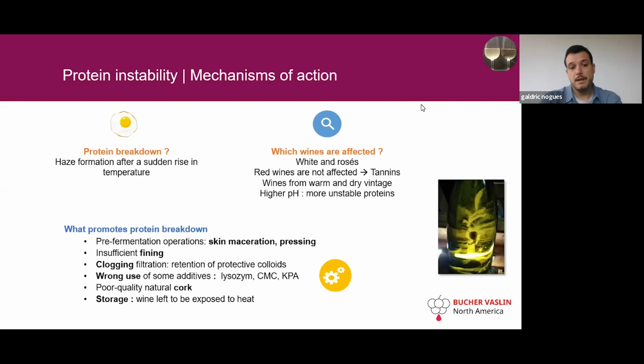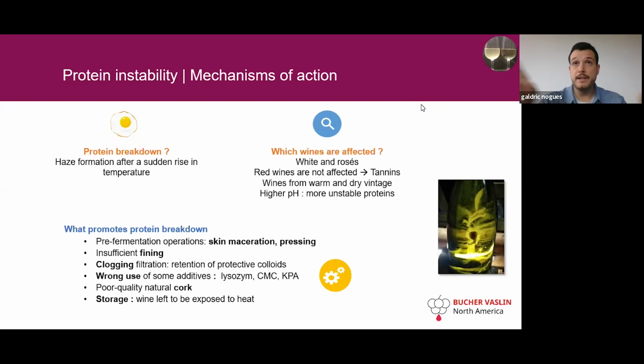When you do clogging filtration as well, you always change the equilibrium of the colloids. That means you will remove or keep on the membrane certain colloids that can be protective colloids. So if you remove this protein with these protective colloids, then you can change the balance of the colloidal stability, and you go very quickly into an unstable protein. So if you do clogging, basically you increase the risk of having problems.